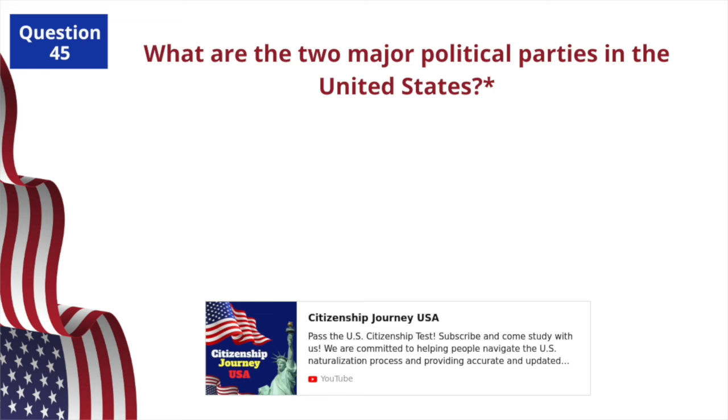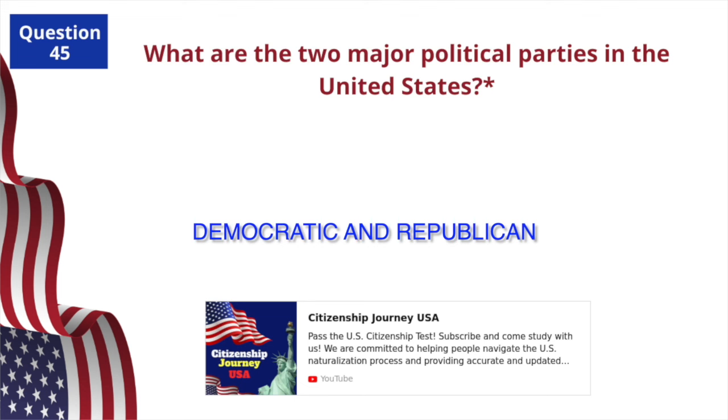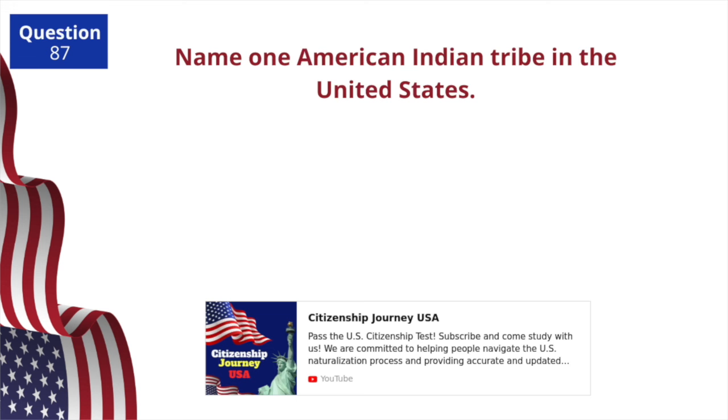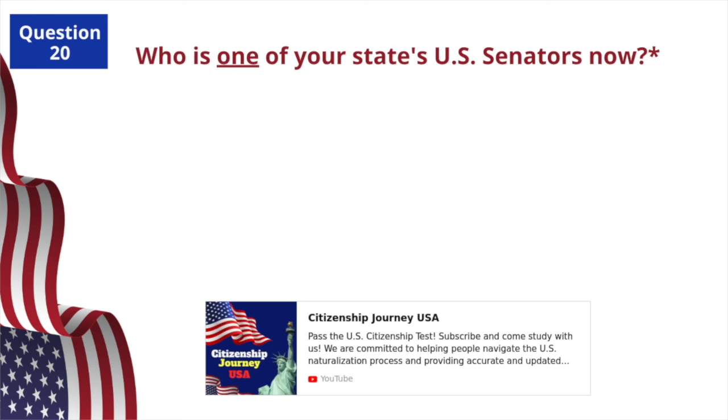What are the two major political parties in the United States? Democratic and Republican. Name one American Indian tribe in the United States. Cherokee. Who is one of your state's U.S. senators now?